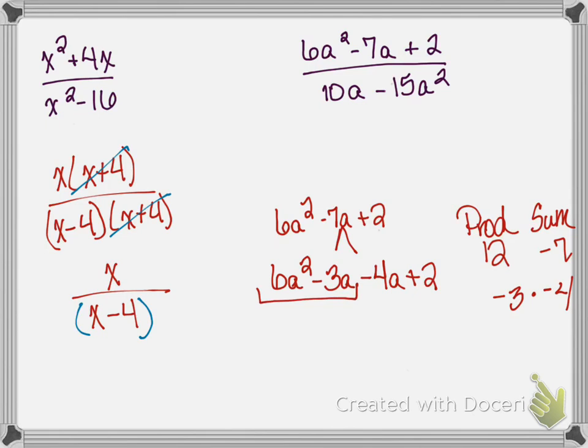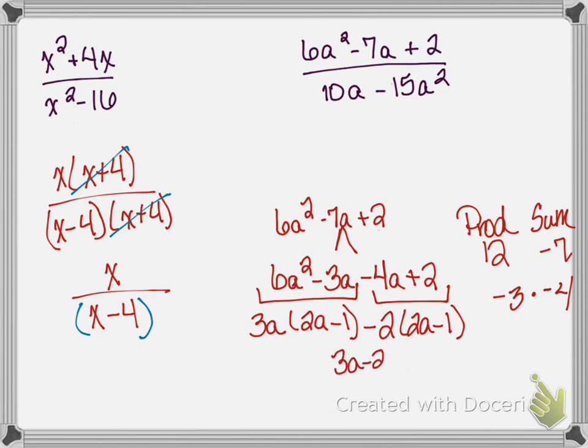I take 3a out of my first 2 terms. I'm left with 2a minus 1. I take -2 out of my second 2 terms, and I'm left with 2a minus 1. So then I have 3a minus 2 and 2a minus 1. Okay? So this factors to 3a minus 2, 2a minus 1. Okay, so I have factored the numerator.